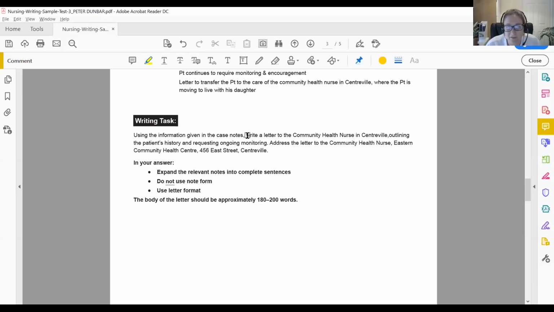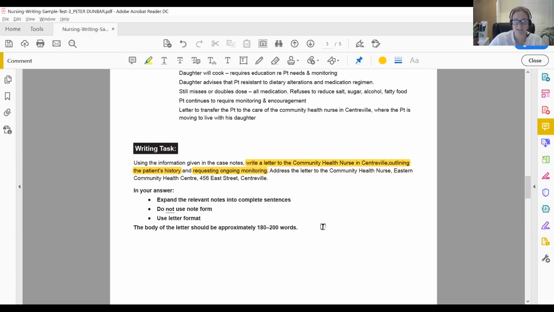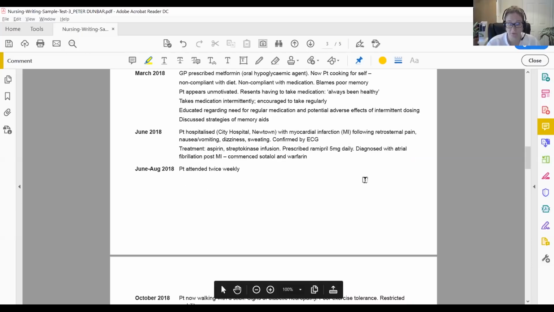You write a letter to the community health nurse in Centerville, outlining the patient's history and requesting ongoing monitoring. And we're writing to the community health nurse at the community health centre. So already we know we're writing from centre to centre, so it's a transfer letter. And we need to give information on relevant history and request ongoing monitoring. So that should help us when we look at what information to include.